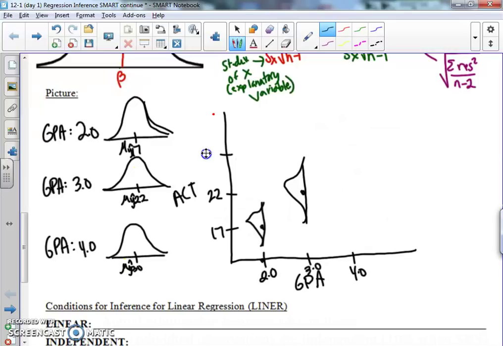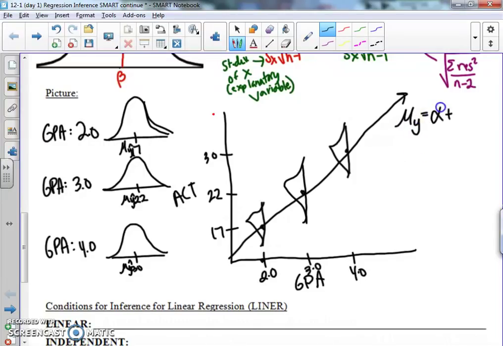So what happens if you look at what I'm drawing here is, I've got all these distributions, and these are all supposed to be normal curves. But what you see is there's a line that fits through these, and so we call it the mean response, which is equal to alpha plus beta x. This is the true population regression line.